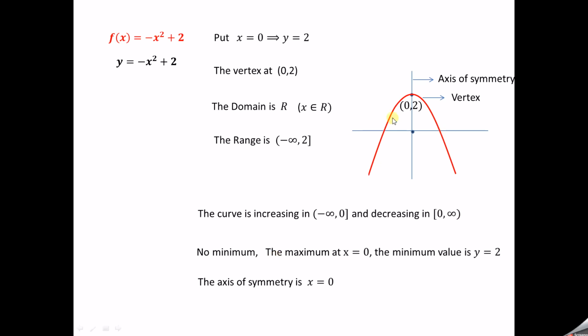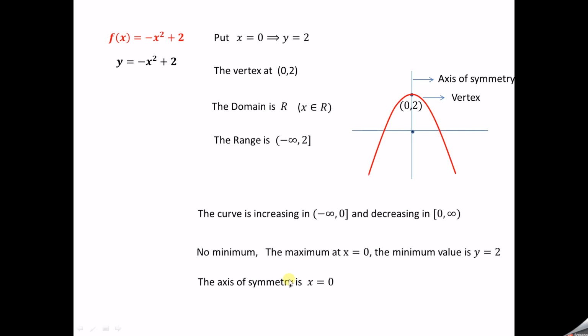And as we have seen, the curve has no minimum. It has a maximum here. So what is the maximum value? It is 2. It has no minimum because it is going to minus infinity, downwards. So it has only the maximum, and the maximum value of y is 2. And where does it occur? When x is 0, y is maximum, its value is 2. So we can write the maximum value of the curve or the parabola is at x equals 0, and the maximum value is equal to 2.